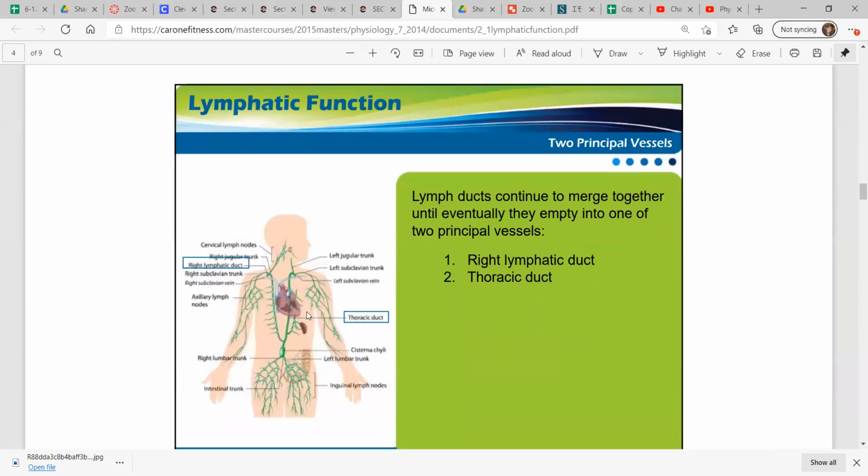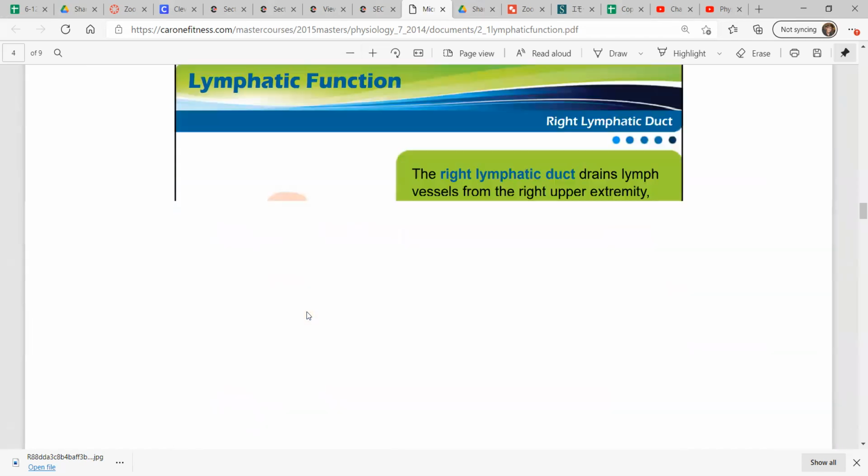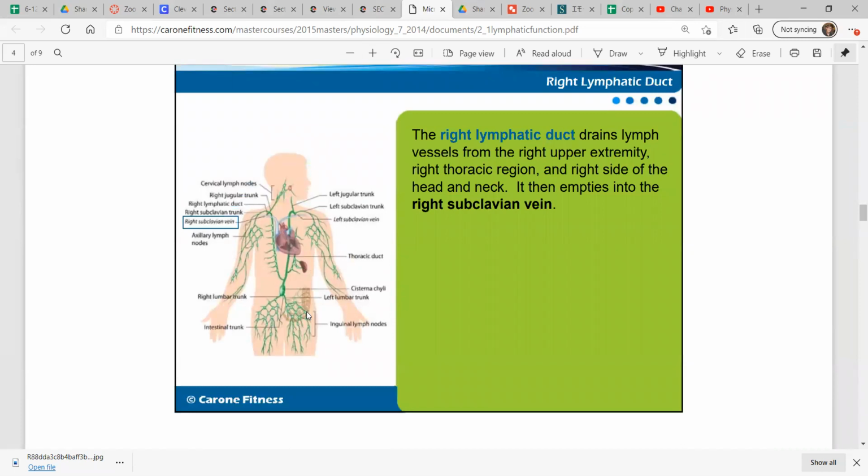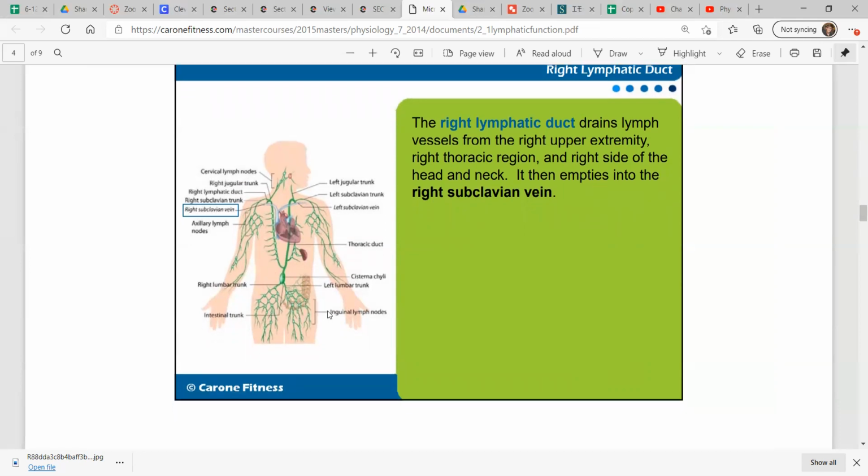Lymph ducts continue to merge together until eventually they empty into one of two principal vessels, the right lymphatic duct and the thoracic duct. The right lymphatic duct drains lymph vessels from the right upper extremity, right thoracic region, and right side of the head and neck. It then empties into the right subclavian vein.